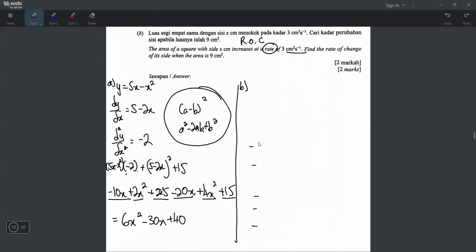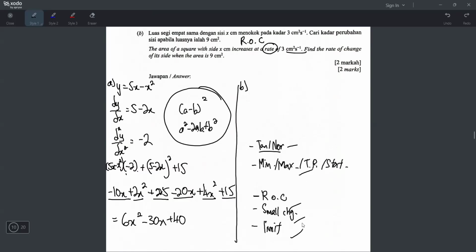So first one is like tangent normal. That's the first thing you learn, right? Tangent normal, gradient normal, equation tangent, equation normal. Second thing you learn is the minimum point, maximum point, or sometimes you call it turning point or stationary point, but it's like all the same meaning, lah. Okay. And then the third one you learn is rate of change, which is the question B right here. And then the fourth type is like small change, perubahan kecil, right? And then the last one is limit. Okay. So got 5 category. But this question is a rate of change, right? Okay, so let me erase this. Okay, now I will show you how to do rate of change question.